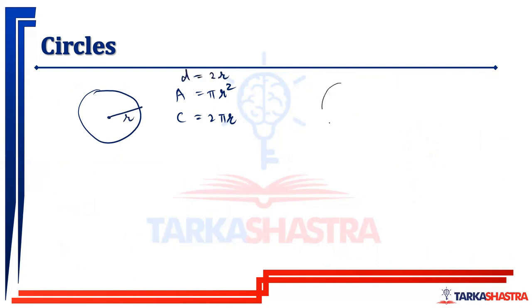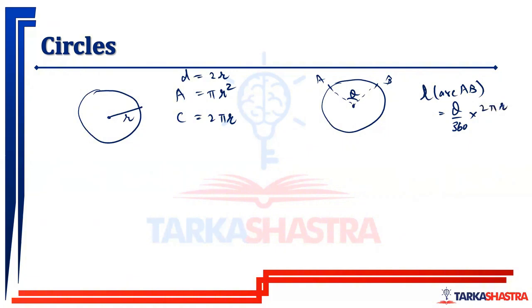Now this is an arc AB whose central angle is theta. So the length of the arc AB is theta by 360 into 2 pi r, that is, theta by 360 into the complete circumference. So if it is 90 degrees, then 90 by 360 into the complete circumference will give me the length of this arc.